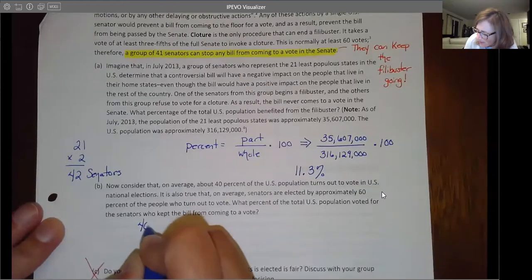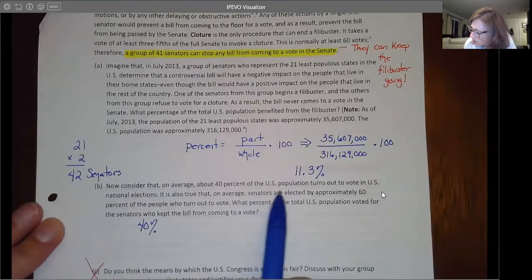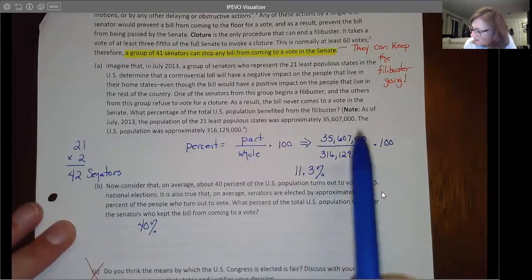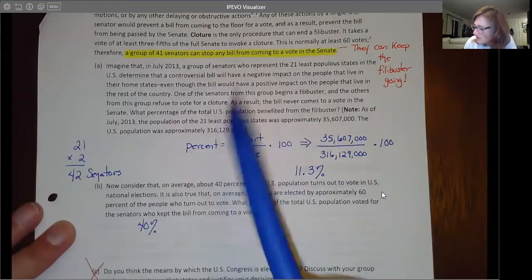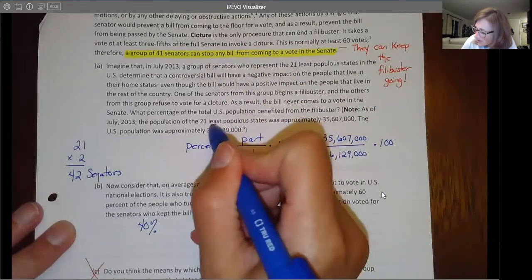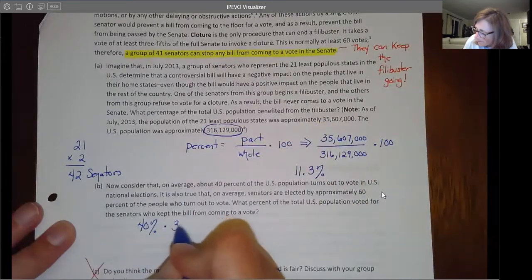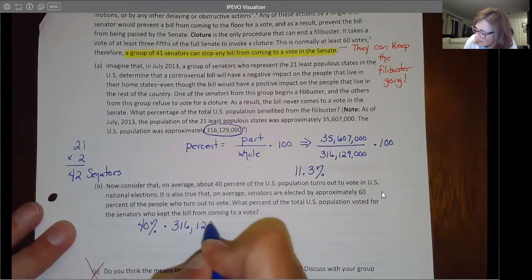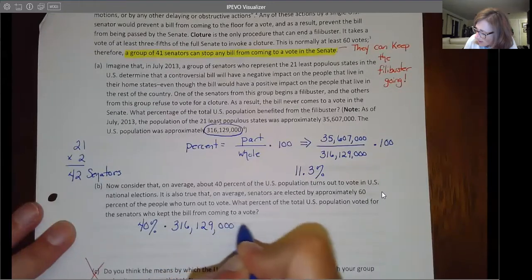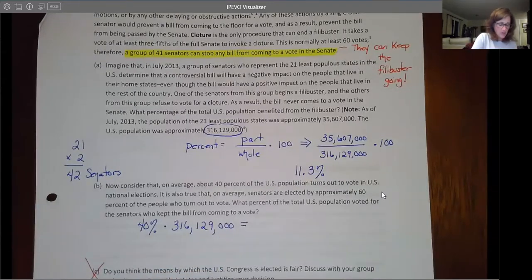If it's only 40% of the U.S. population, I think we're supposed to use this right here, even though I know that there's children lumped in there, but this is going to give us an idea anyway. 40% turn out to vote. It'll give us the number that votes. Okay. So how many people voted?